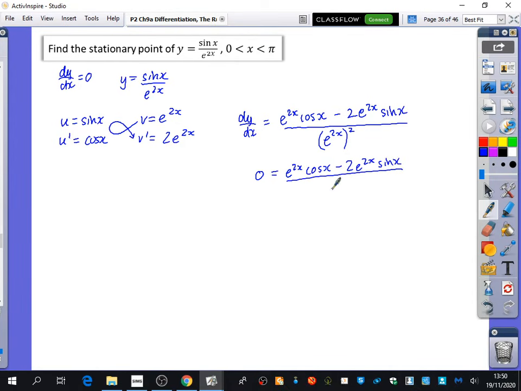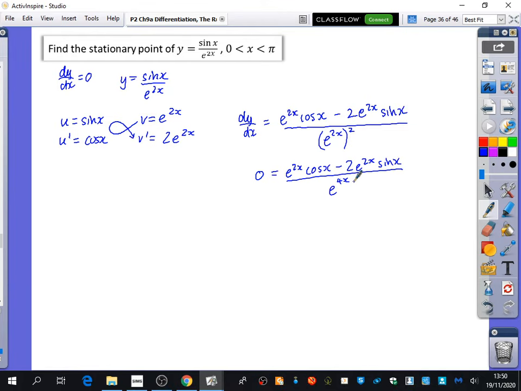What is e to the 2x squared? E to the 4x, okay? Not that it's going to really matter that much. Now, if I want this thing to be equal to 0, am I interested in the numerator, in the denominator, or in both of them? I'm only interested in the numerator, because I don't want to make the denominator equal 0, because then I'm going to be dividing by 0, and that's not good, okay?